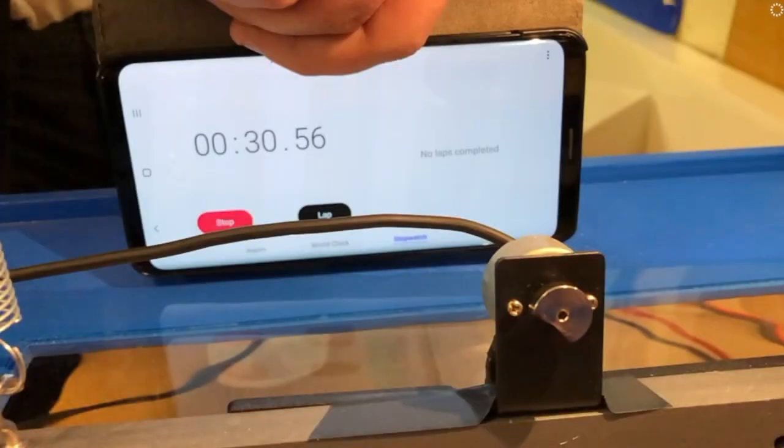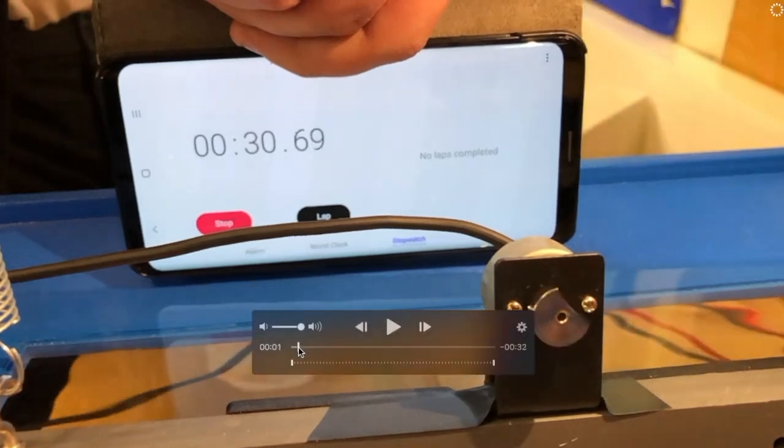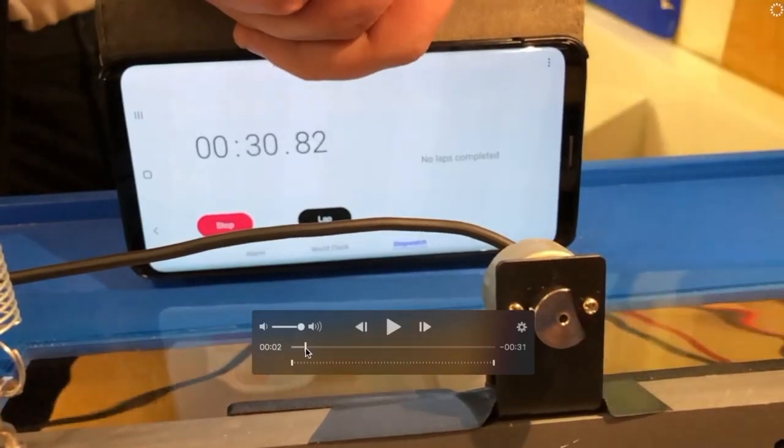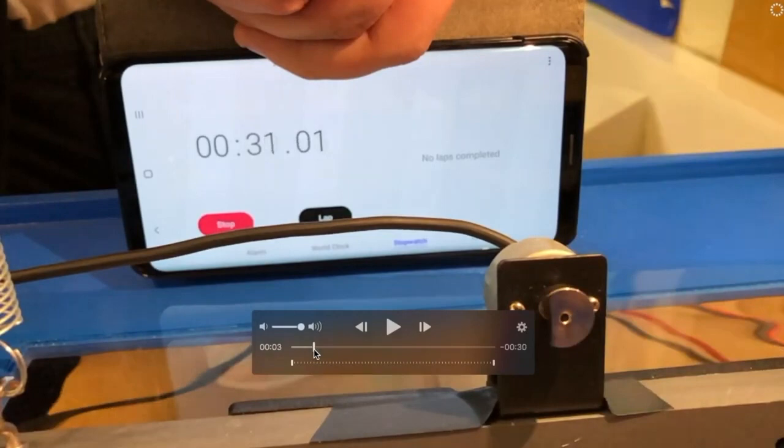So here's my video of my motor spinning. You'll notice the stopwatch hasn't started at 0. That doesn't matter. All that matters is we have at least 1 second to look at. I'm going to scrub my video, and I'm going to find 1 whole second. So let's go and find 31 seconds. Right, it's often very hard to get exactly the time you want, but 31.01 is good enough.